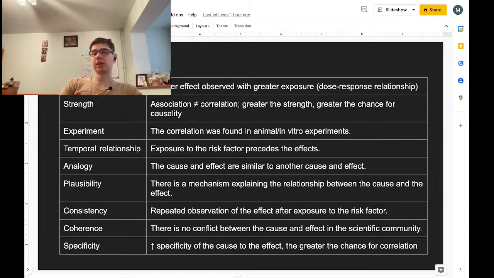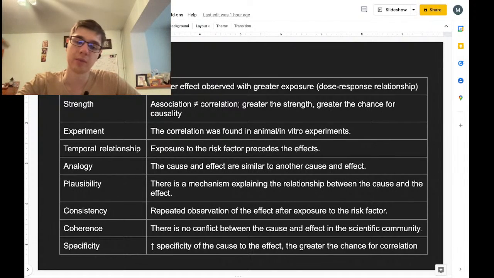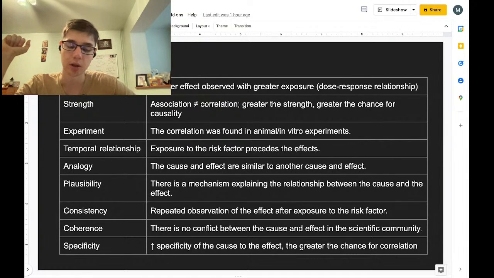Another criterion is consistency. This means that the observation has been repetitively observed for the effect after the patient was exposed to the risk factor. The coherence means that there is no conflict between the cause and effect in the scientific consensus. And specificity: the greater the specificity of the cause to the effect, the greater the chance for correlation.